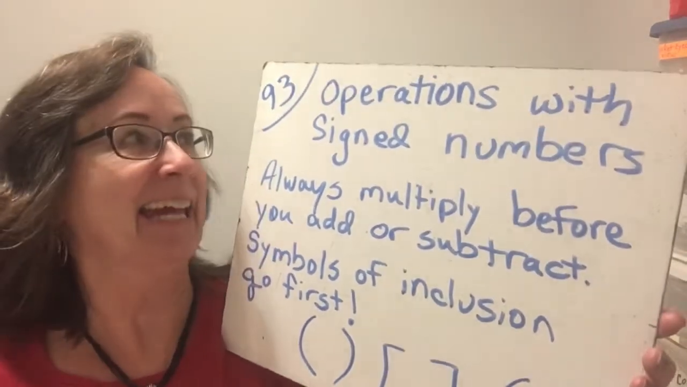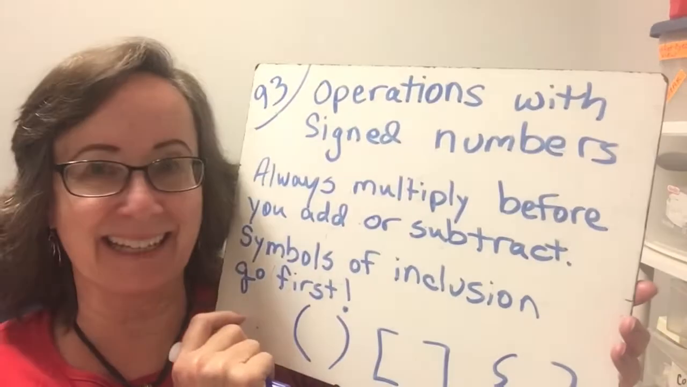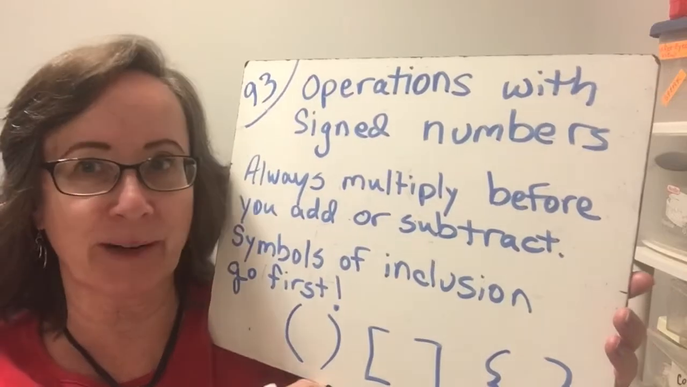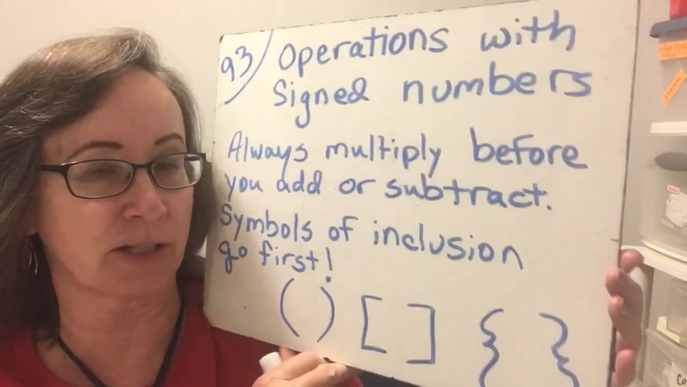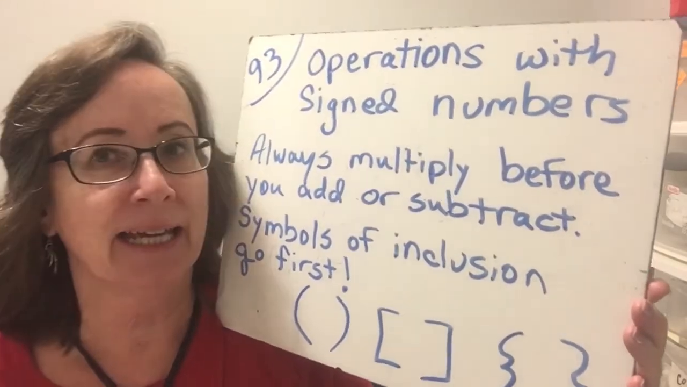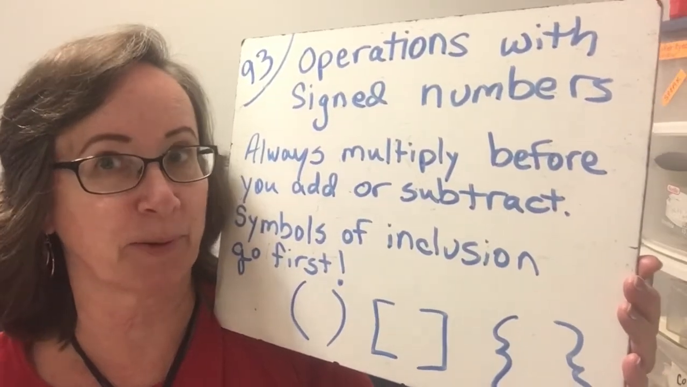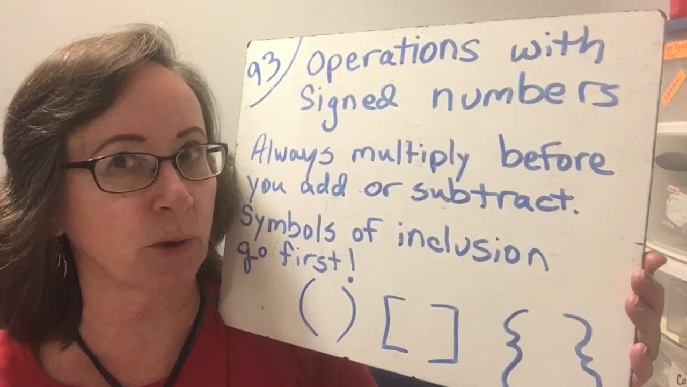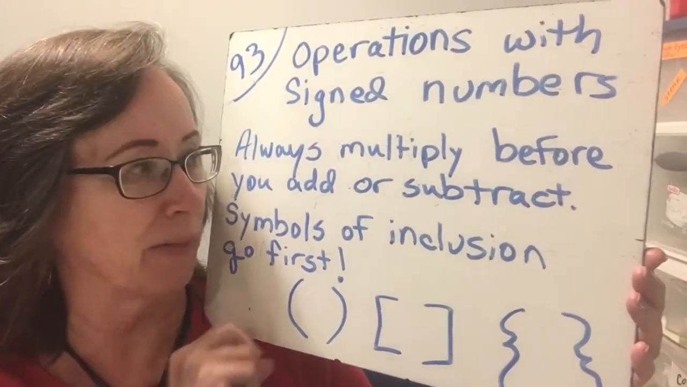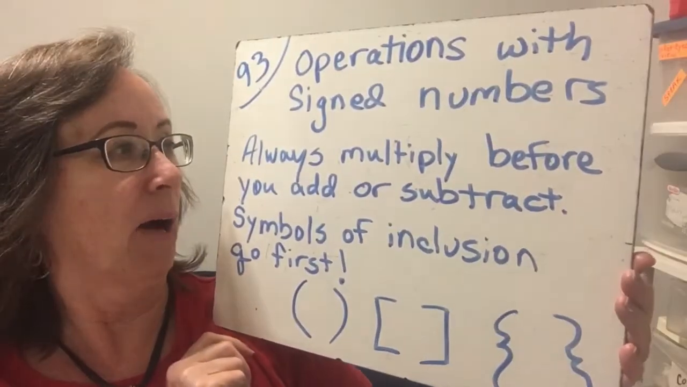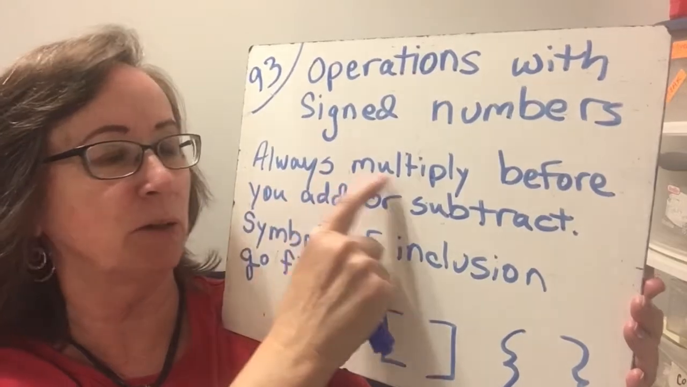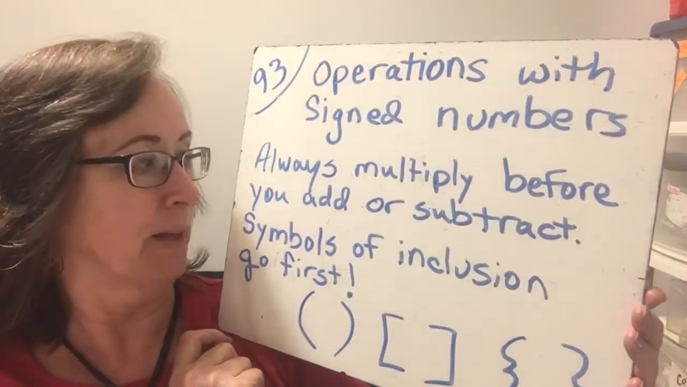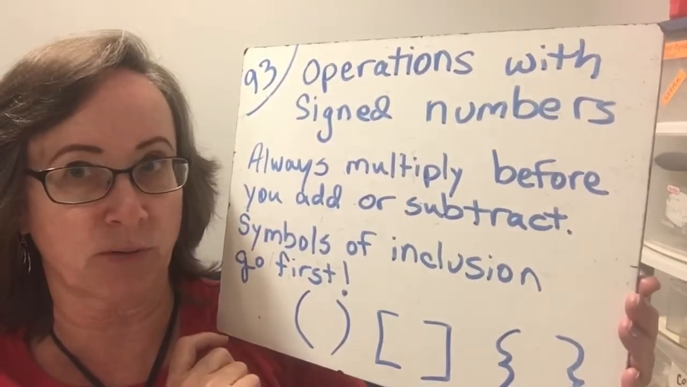And today we're talking about lesson 93, which is all about operations with signed numbers. So what we're really talking about here is order of operations. And you're going to learn a lot more about order of operations as you learn more math. But right now, we're going to learn to always do multiplication before you add or subtract.